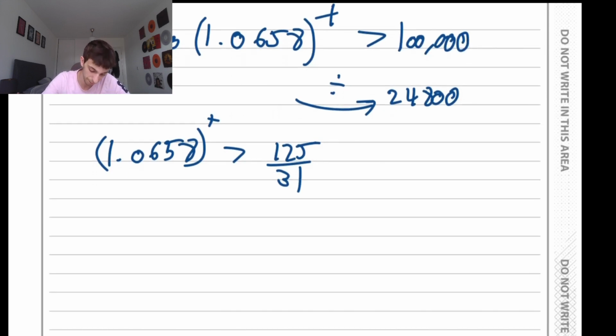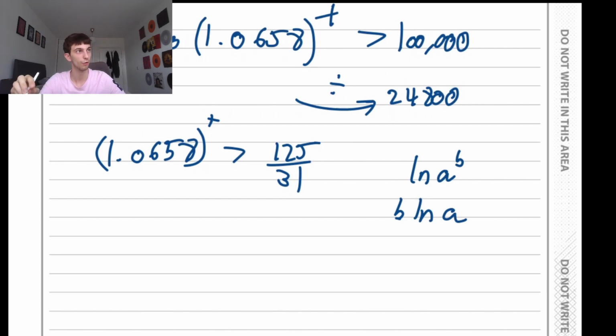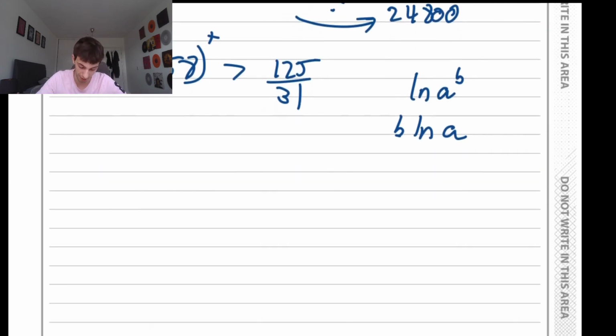Now here's the thing, we have T. We want T to be the subject of a formula, but currently we have 1.0658 to the power of T. What can we do? Well, we know that when we have ln A to the power of B, we can rewrite this using our log rules as B ln A. That's exactly what we want to do here. We want to put that power to the front of that log in order to get T the subject of the formula, because we can then divide by the natural log of 1.0658. So we take the natural log of both sides just to make this a little bit easier.